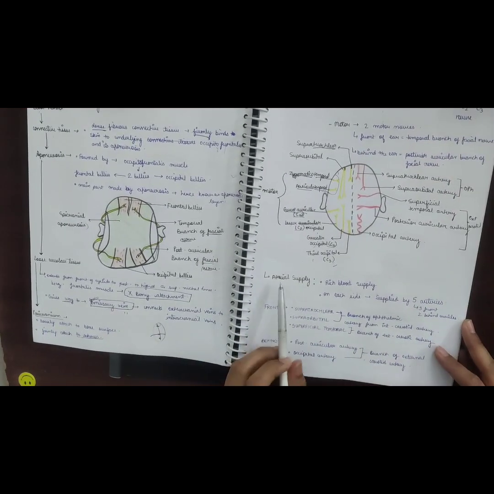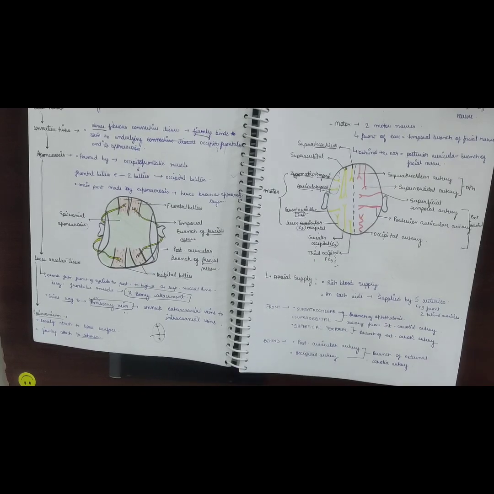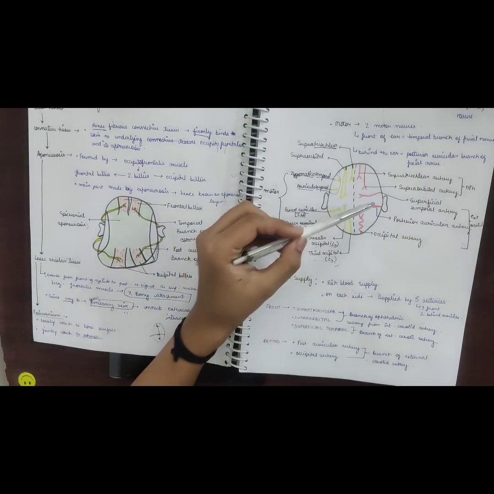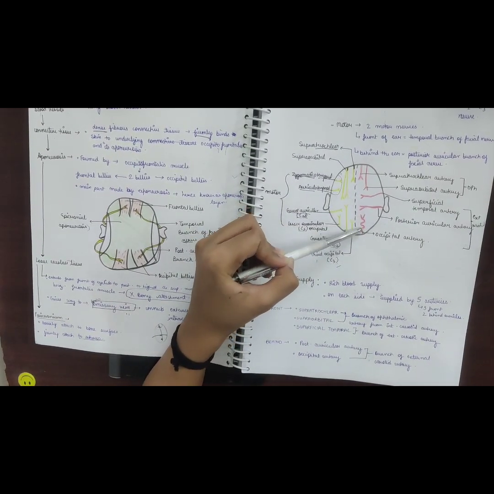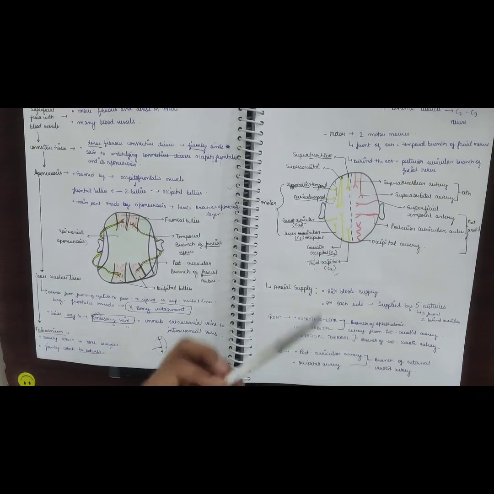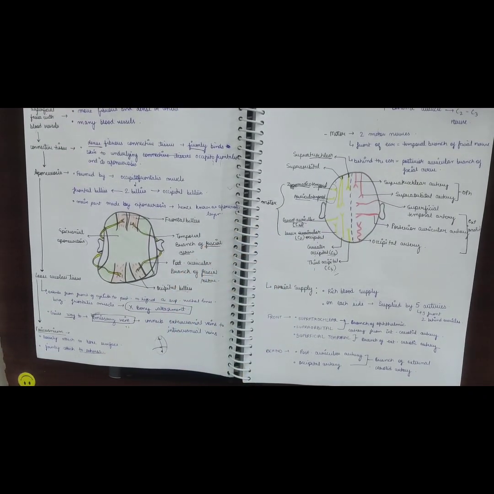We'll study the arterial supply. In the scalp we have an abundant arterial, or blood, supply. We have a rich blood supply. On each side, 5 arteries are supplied: 3 in front of the auricle and 2 behind the auricle. In front of the auricle we have the supratrochlear artery, supraorbital artery, and then the superficial temporal artery. These three arteries are in front of the auricle.